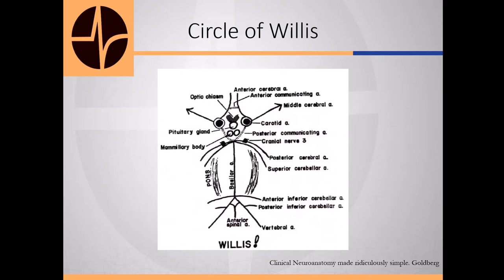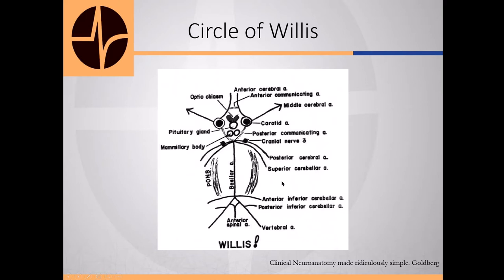This is the circle of Willis, and this is taken from Clinical Neuroanatomy Made Ridiculously Simple by Dr. Stephen Goldberg. I love this book. So this is Willis the spider. And he's either fat because the pons is his belly, or he's skinny because his basilar artery is laying on the pons. He's got fuzzy armpits. He needs to shave his underarms because that's cranial nerve 3. He's got a major V unibrow going on here. That's the chiasm.